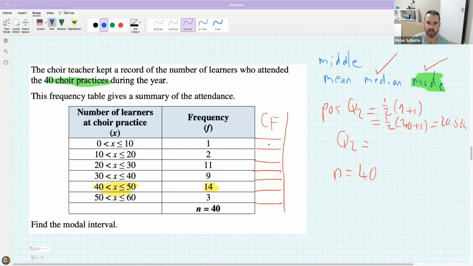So let's do that. 1, 3, 14, 23, 37, 40. So if I look for, I'm three items in, then I'm 14 items in. Now I'm 23. I've gone too far. So it's not here. It must be in that interval, and the interval is going to be between 30 and 40. And so we're going to say the median interval is between 30 and 40.